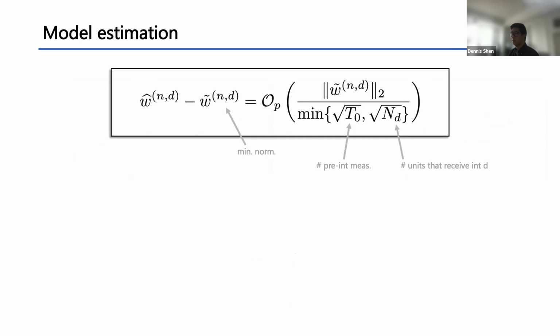In particular, we established that PCR is a consistent estimator of this unique minimum norm solution W. That is, the L2 error scales with the minimum of the square root of T naught, which represents the number of pre-intervention points or the size of our training data, and ND, which is the number of donor units that we have.